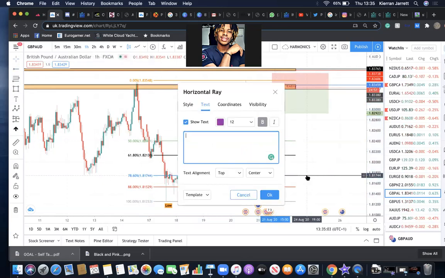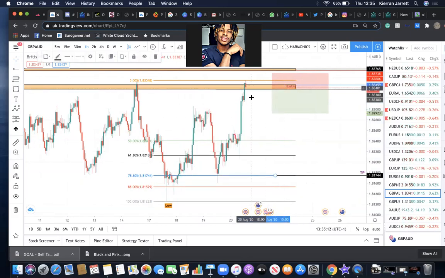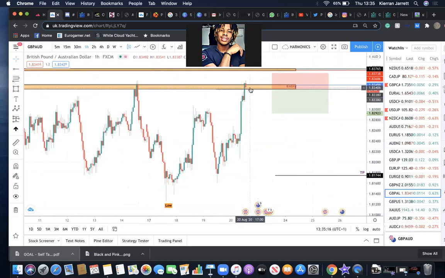Now, I would refrain from entering this trade yet, to be honest with you, and I want to show you why. Until it breaks this area, because remember, the harmonic entry is also a level of resistance, in case you guys didn't know. I need it to break here first before I enter. I don't care if I miss a few pips.